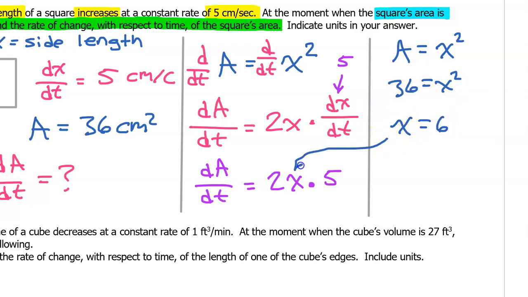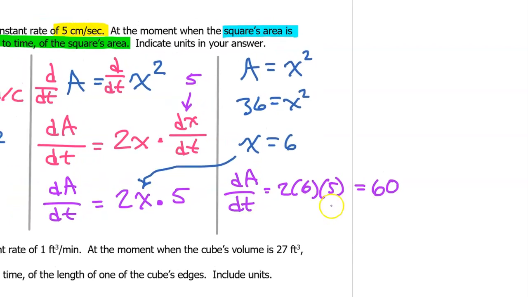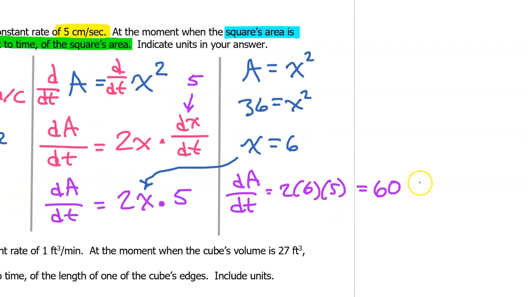And now we can substitute that in. So we know that dA dt will equal 2 times 6 times 5, which is 60. Let's not forget the units. This is the change in area divided by the change in time. And we were talking about centimeters. So this will be centimeters squared, that's your area, per second, that's your time.